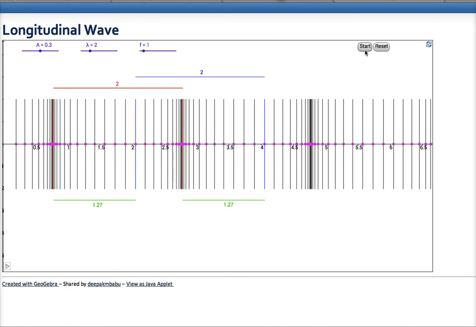So that should tell you that the distance between two consecutive compressions and two consecutive rarefactions equals the wavelength of the longitudinal wave. This is identical to a transverse wave, where two consecutive crests represent a wavelength, and two consecutive troughs also represent a wavelength. And as you can see, the blue lines are now right in the middle of two rarefactions. Do we agree that the distance between the two rarefactions is still 2 meters, as seen by the length of this blue line?